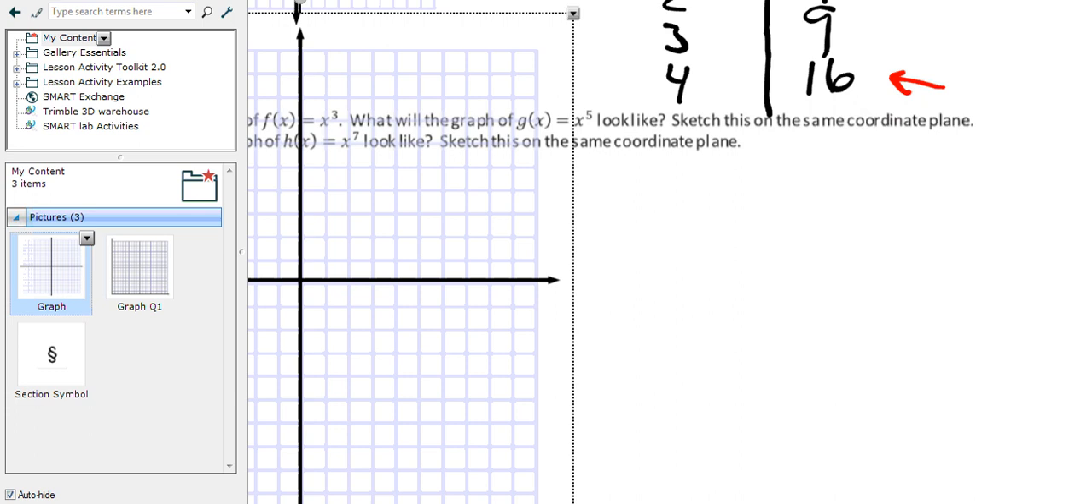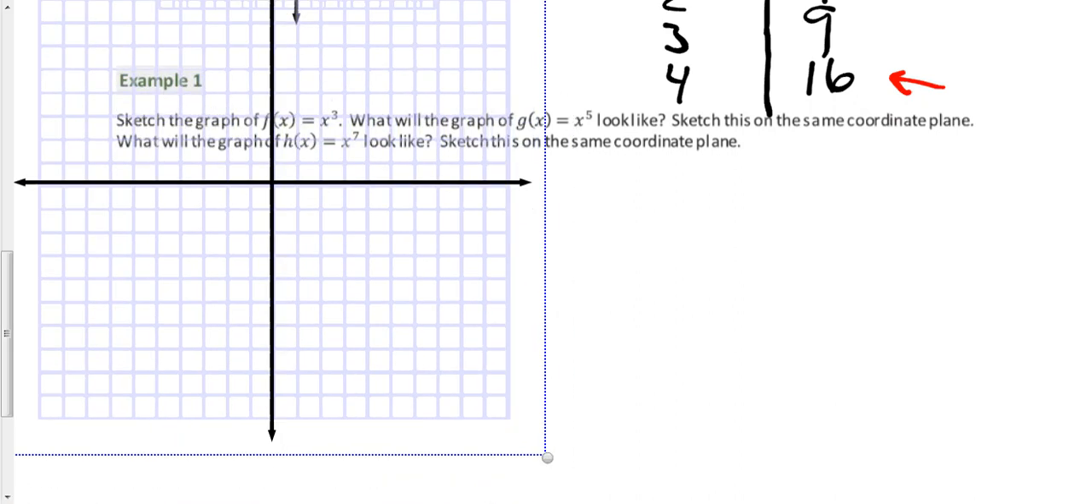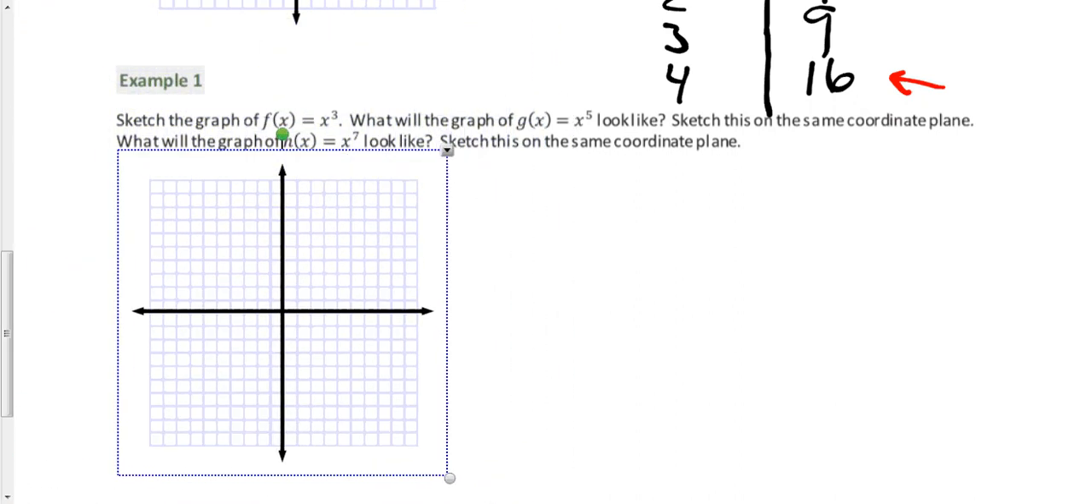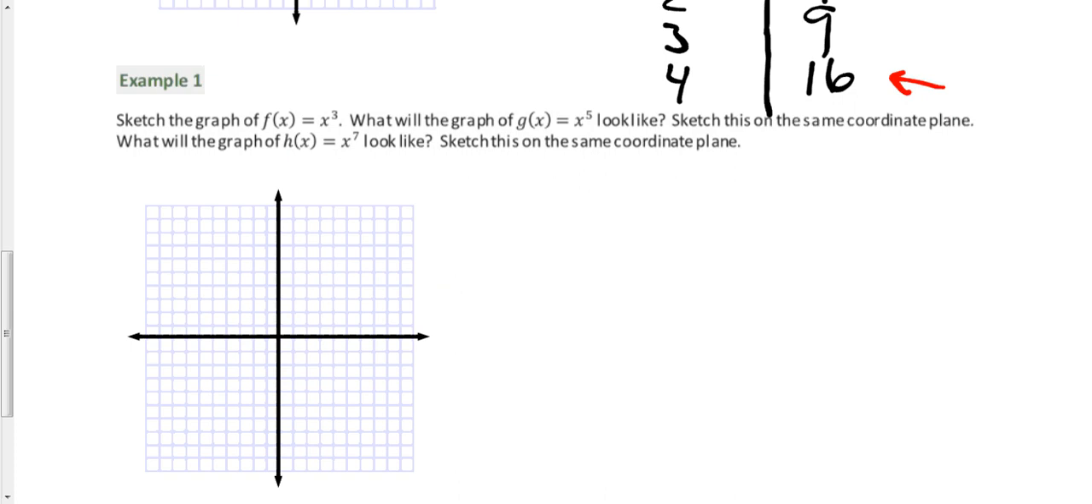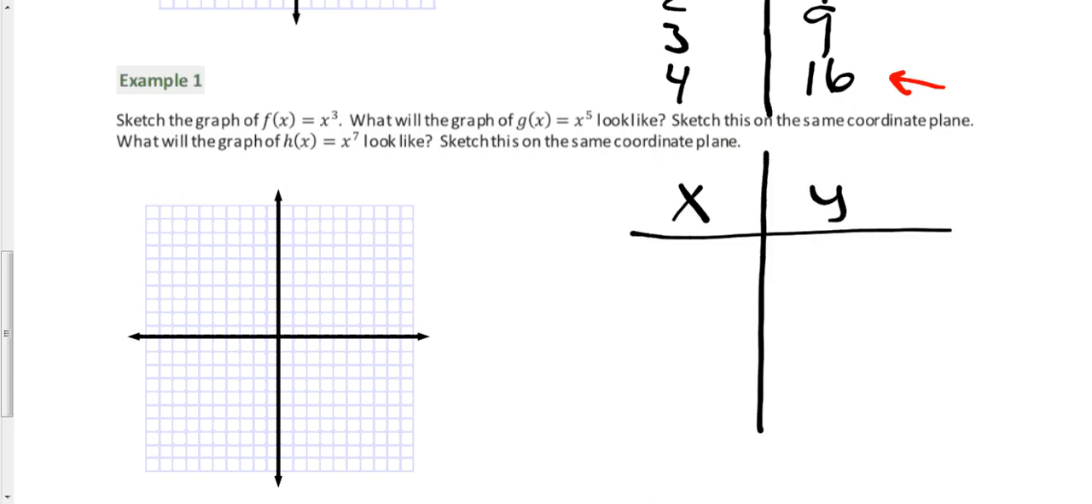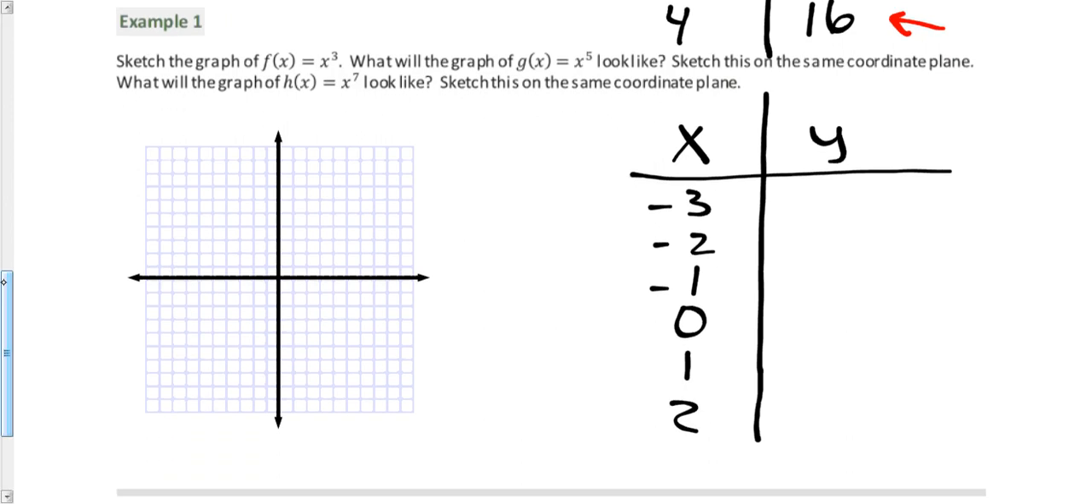We will do that, but bear with me for a second while I scale this to size. So, we're going to do an x and a y. And then, let's do, because -4 didn't do us any good, did it? So let's do -3, -2, -1, 0, 1, 2, and 3.